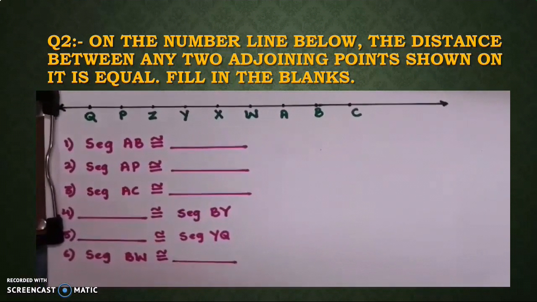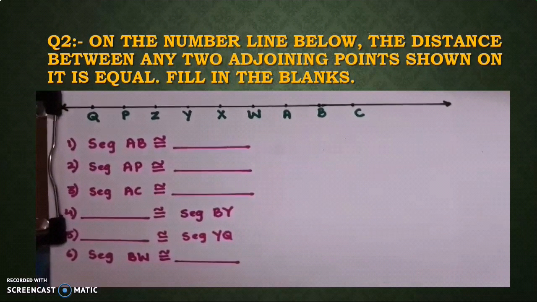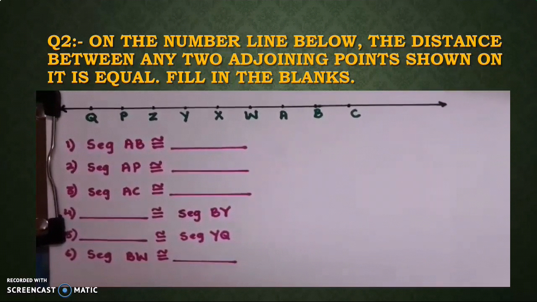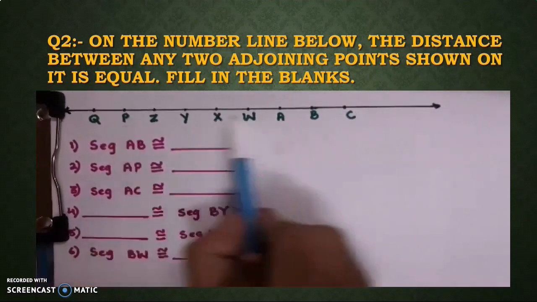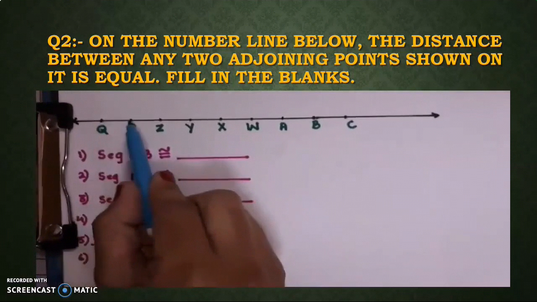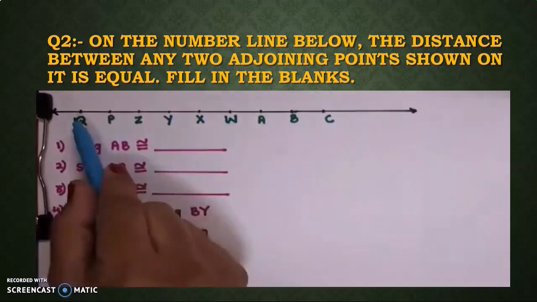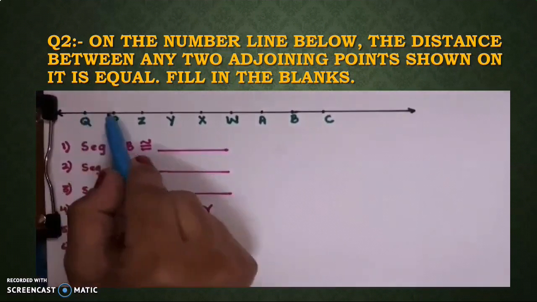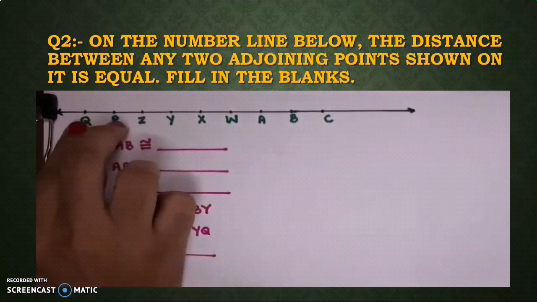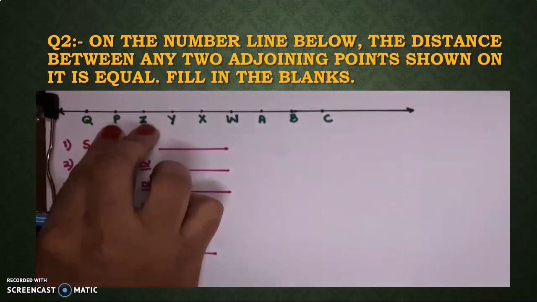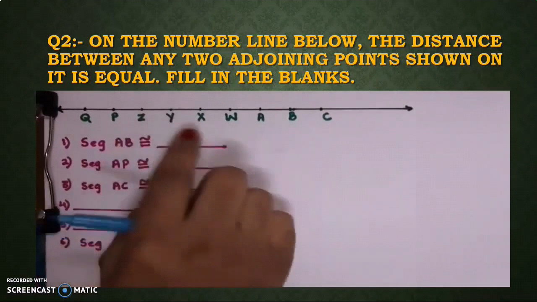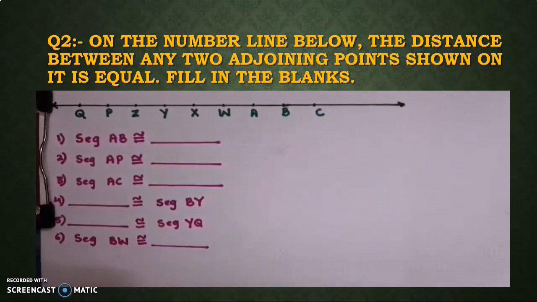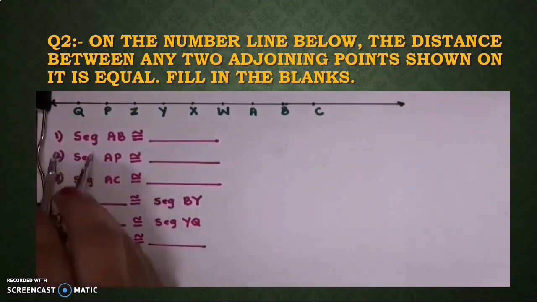Question number 2. On the number line below, the distance between any two adjoining points shown on it is equal. Fill in the blanks. Now we have this number line given. It is said that there are certain points given on the number line: Q, P, Z, Y and so on. The distance between Q and P is equal to the distance between P and Z, is equal to the distance between Z and Y, and so on. Means the distance between two points is equal. Then it is said to fill in the blanks accordingly.